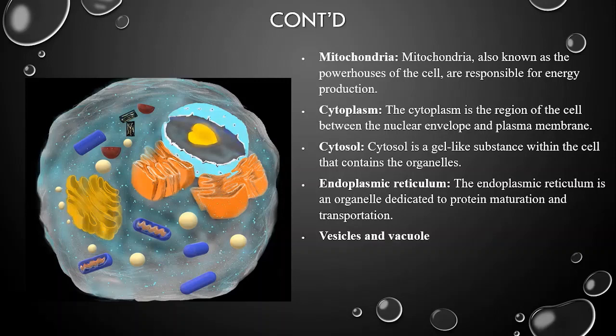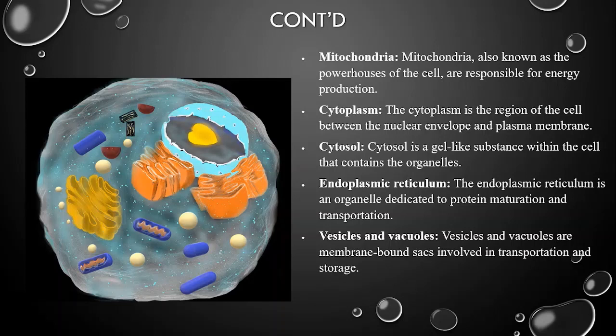Next one, vesicles and vacuoles. These are membrane-bound sacs involved in transportation and storage. Here you can see that vesicles store water, nutrients, enzymes, waste, harmful compounds and ions. These are small in size and found in large numbers in the cell. Vesicles can fuse with other membranes within the cell system.